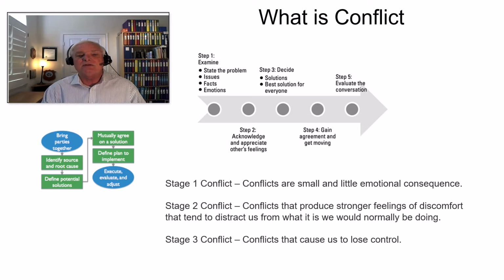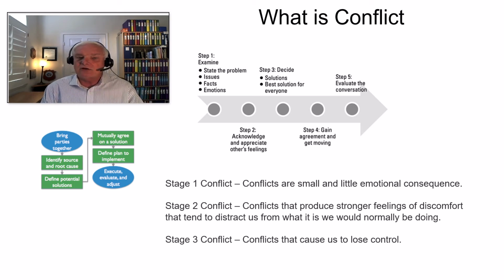Step 2, you need to acknowledge and appreciate other people's feelings, not just your own. The third one is decide solutions or the best solution for everyone, looking at it from a consensus standpoint. Step 4 is to gain agreement, and then to continue moving forward. And then step 5 is to evaluate the conversation, a reflection mode where you'll go back and look and say, did we cover what we needed to cover? Very similar to the Deming Plan, Do, Study, Act model, this is a reflective model that starts with understanding the awareness, working through the steps.